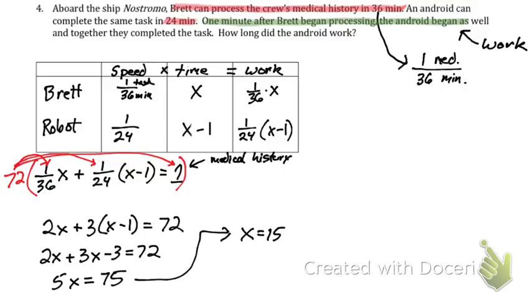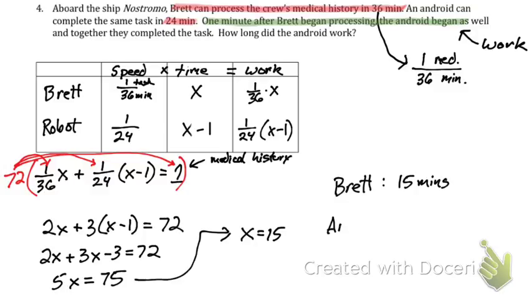They're going to say x equals 15, and you lose at least 1 point on the test. That's 1 out of 4 you're going to lose by saying x equals 15. That is not what the question asked. The question asked, how long did the android work? Brett worked x minutes, so Brett worked 15 minutes.